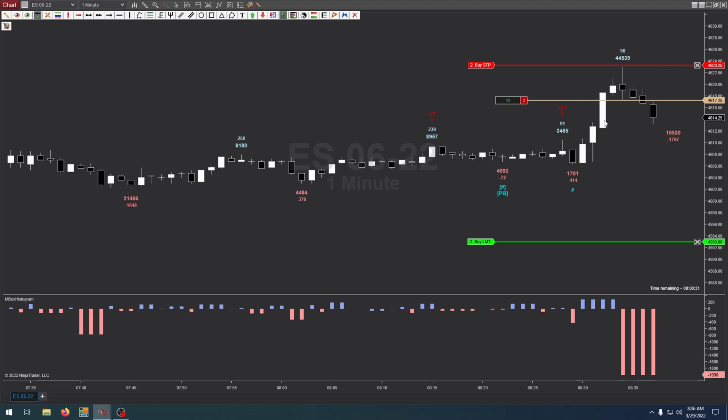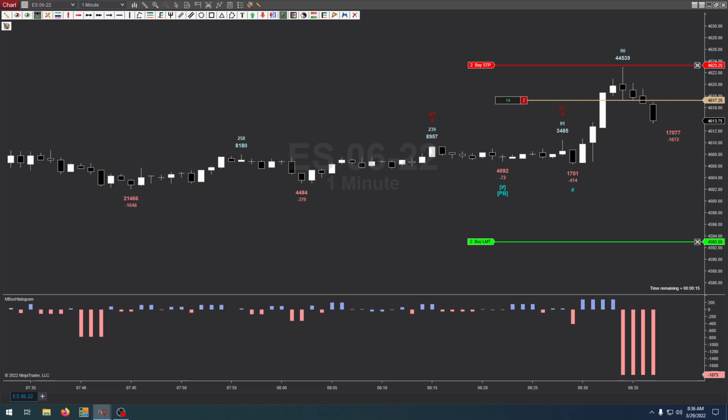Plus, you had this large white candle here, and these blue bars on the imbalance histogram weren't that big. And right after that, they lost it right here. We had all this supply come in right here, and that's why I jumped in on that.